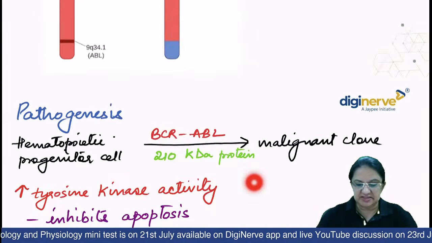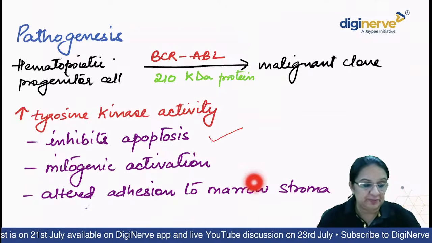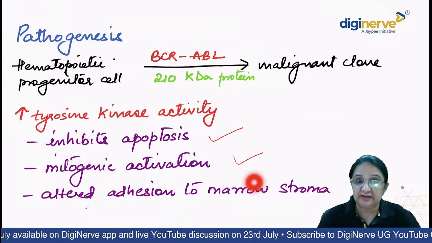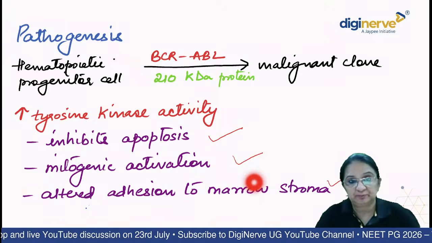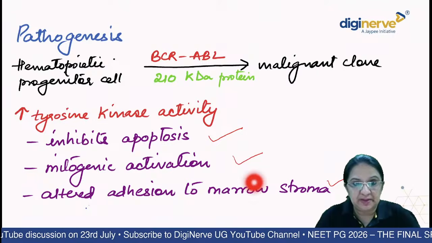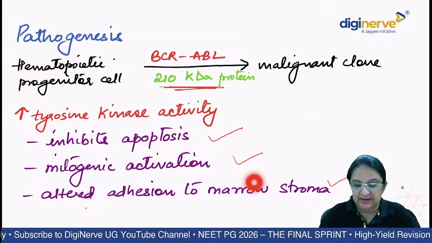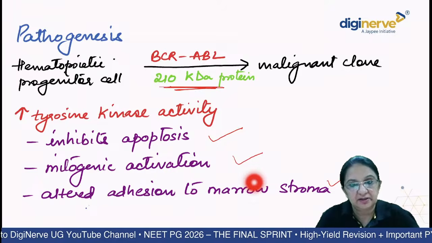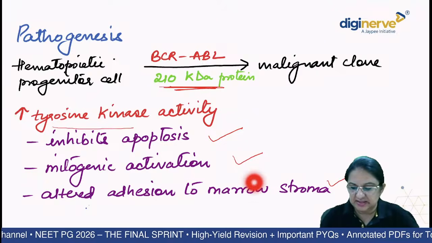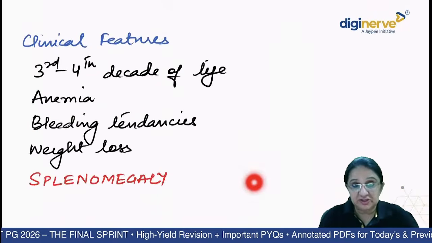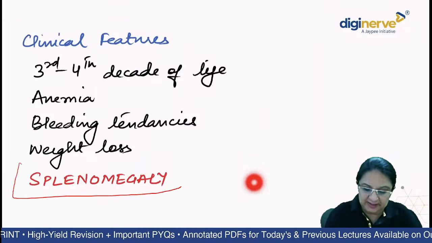Now, what does increased tyrosine kinase activity result in? It results in inhibition of apoptosis, mitogenic activation, altered adhesion to the marrow stroma, right? Altered adhesion to the marrow stroma. And remember, this BCR-ABL gene product has a molecular weight of 210 kilodalton, resulting in increased tyrosine kinase activity.